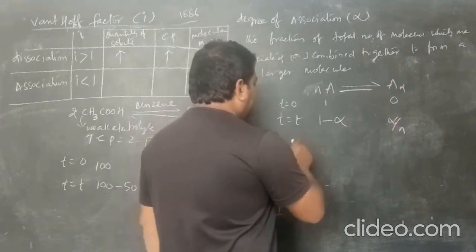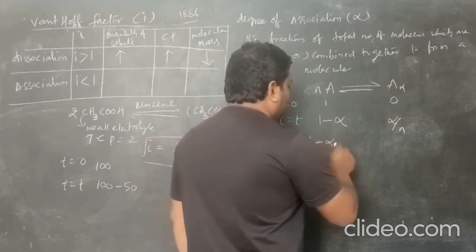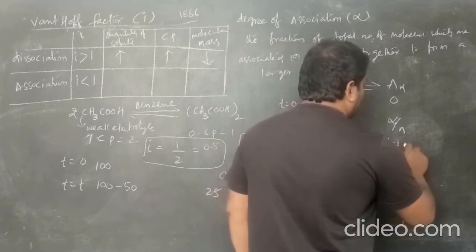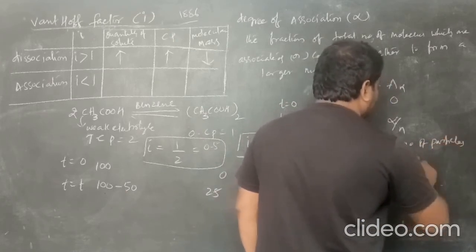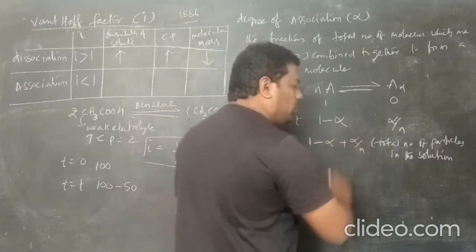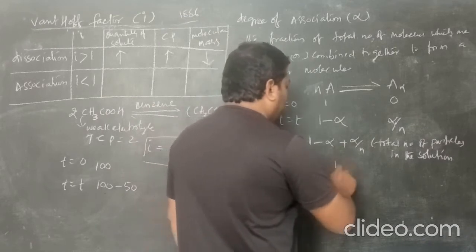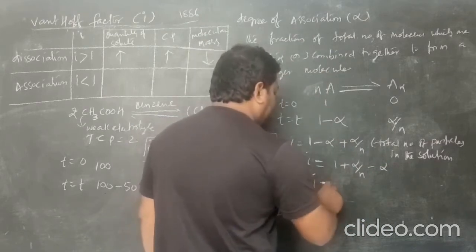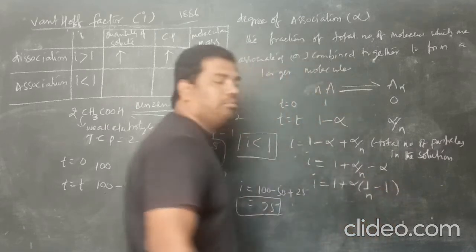Therefore i is equal to the total number of particles in the solution, that is 1 minus alpha plus alpha by n. Total number of particles in the solution. Clear, students? So i is equal to 1 minus alpha plus alpha by n. So that is equal to 1 minus 1 plus alpha by n minus alpha. Clear? So i is equal to, we will take a common alpha, 1 by n minus 1.